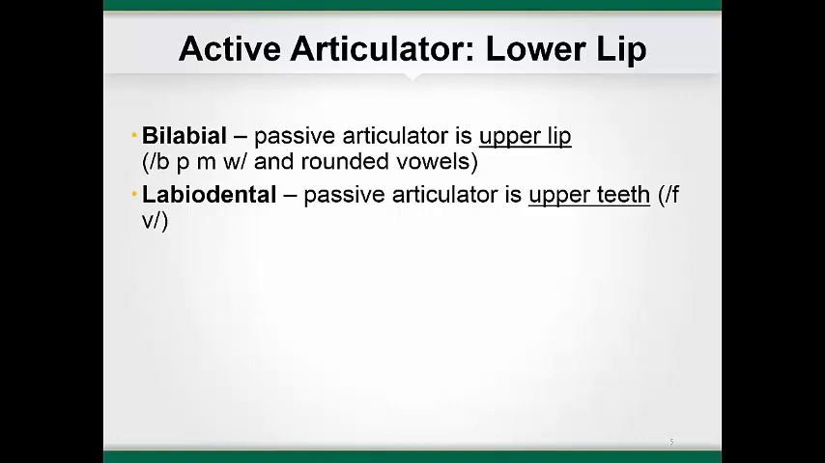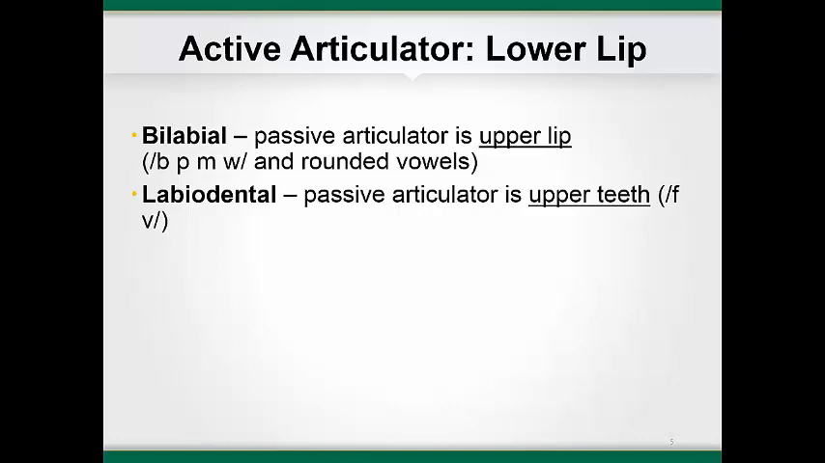First, the bilabial sounds are those in which the upper and lower lips touch, or move towards one another. The passive articulator for bilabial sounds is the upper lip. These are the first sounds in boy, pig, mop, and won't, the b, p, m, and w sounds.